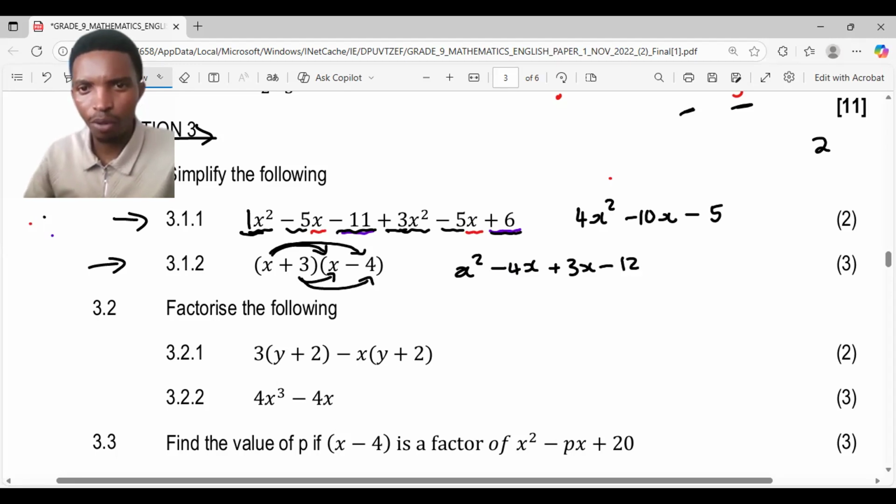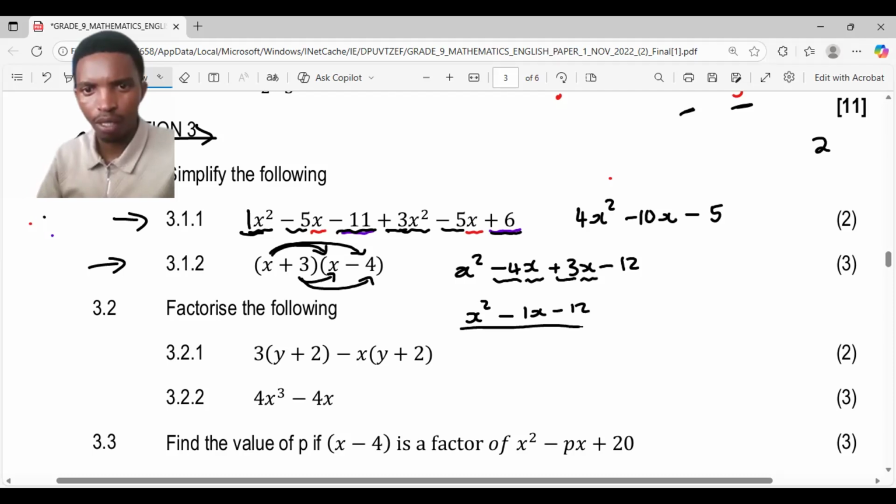And then now finally, when we get to this point, are there any like terms that we have? Yes. We have x there and x there, right? So our answer is going to be x squared, minus 4 plus 3 is how much? Negative 1. Yes. And then this is our answer. There's our answer.